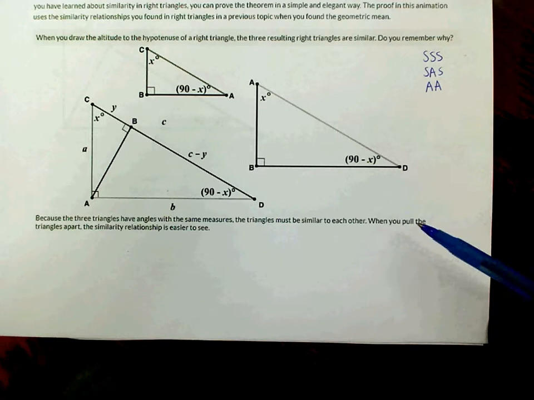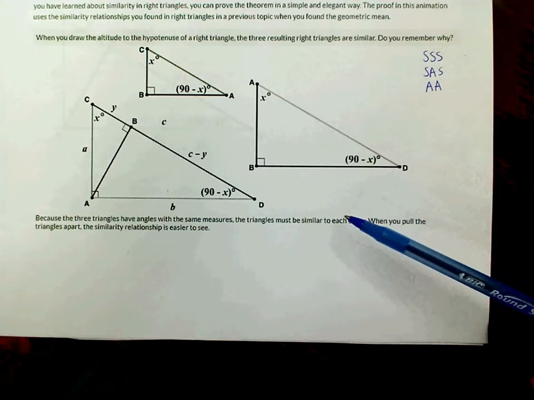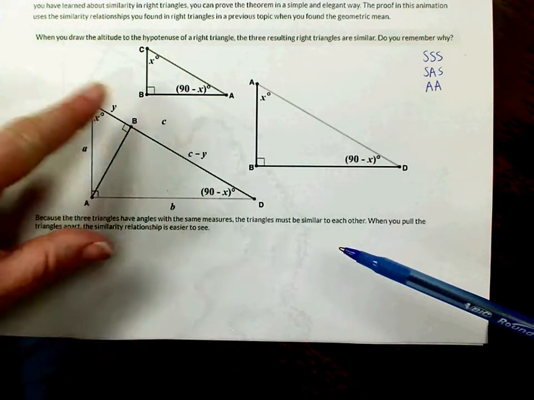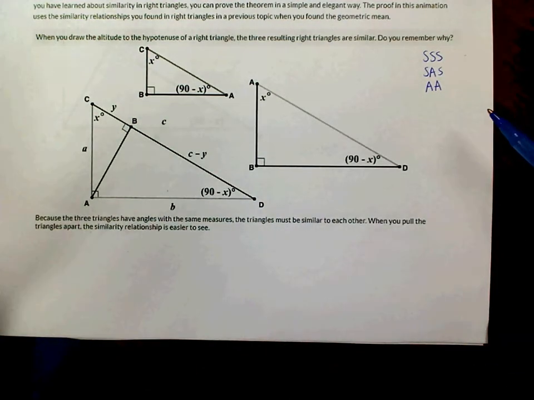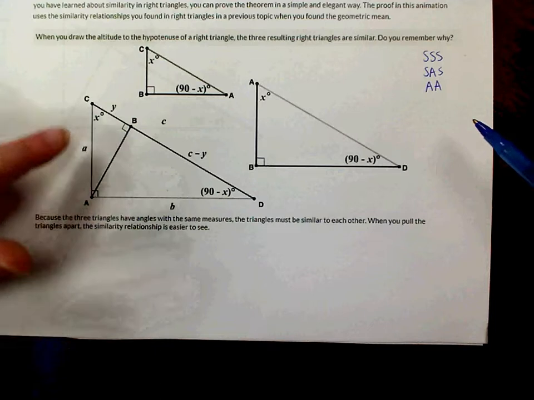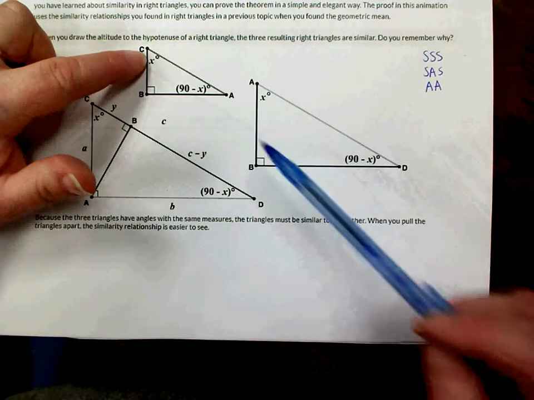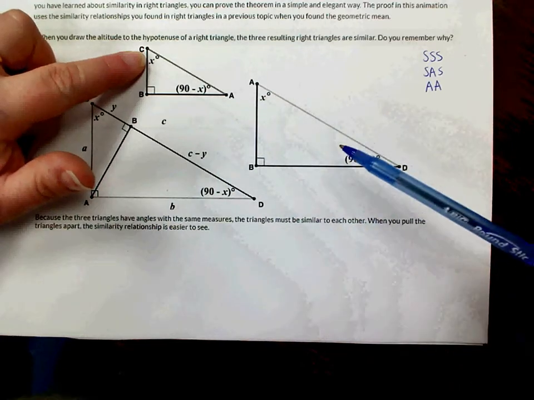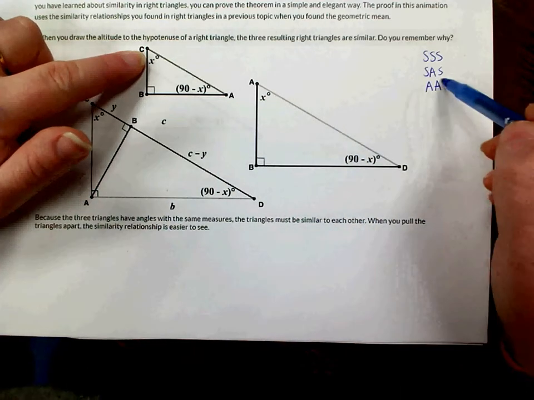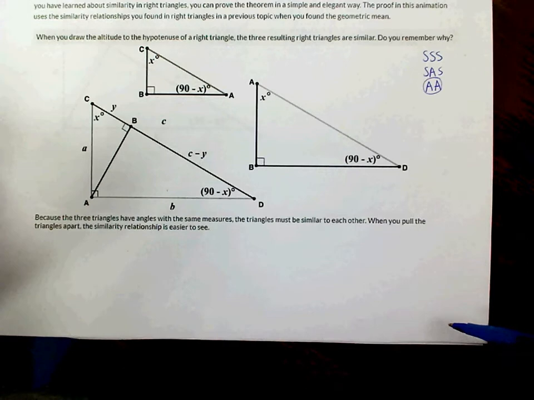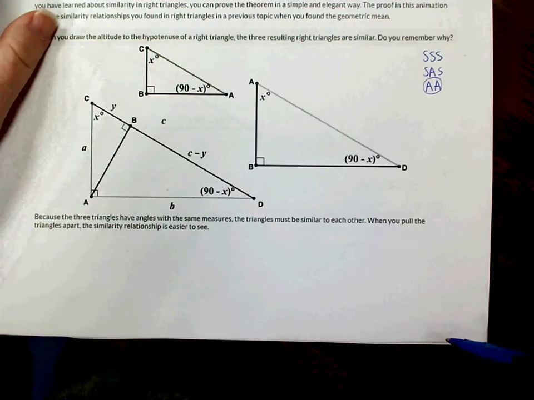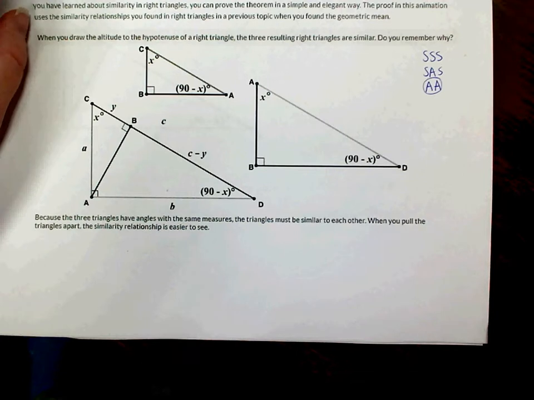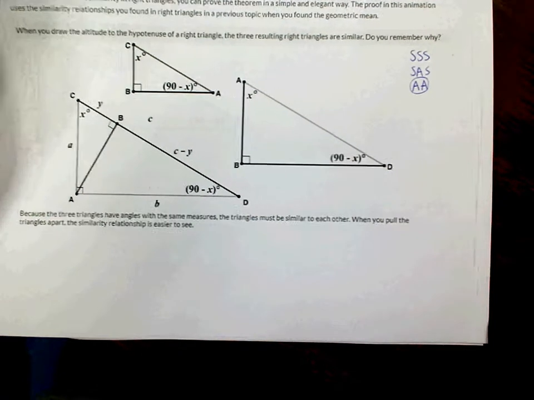Well, we used just the angle measures themselves, and all three, the small, the medium, and the original large, had the same angle measures. One of them was 90 degrees. One we said was x, which made the other one 90 minus x. So all three of these triangles are similar to one another by the shortcut AA. And so because they are similar, we can use proportions to solve for these unknown sides.